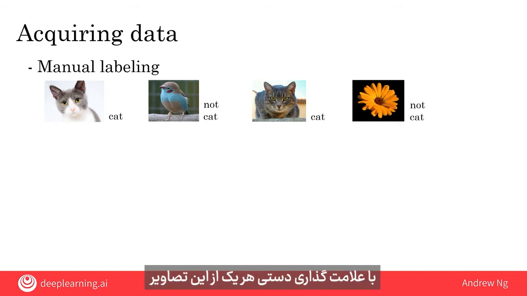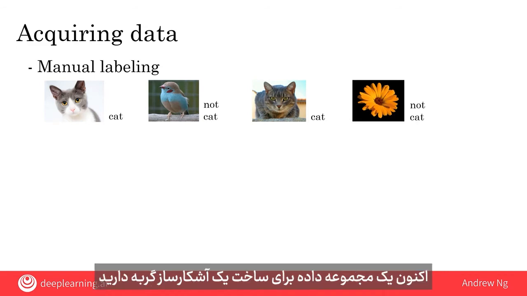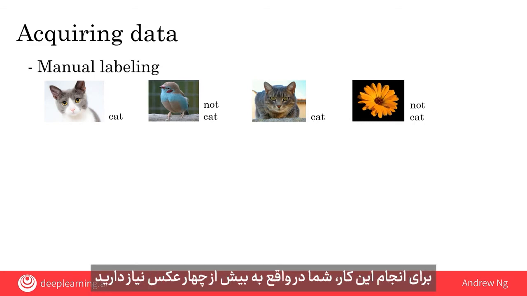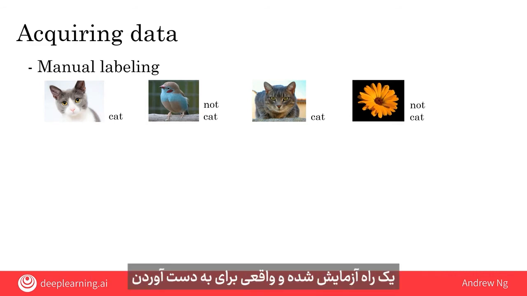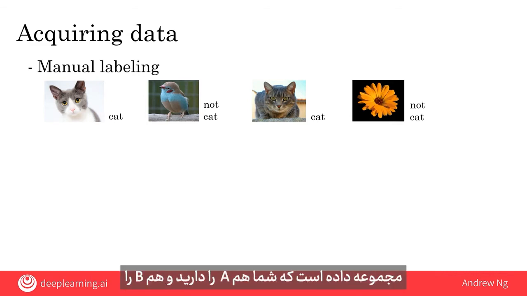And by manually labeling each of these images, you now have a data set for building a cat detector. To do that, you actually need more than 4 pictures. You might need hundreds or thousands of pictures, but manual labeling is a tried and true way of getting a data set where you have both A and B.